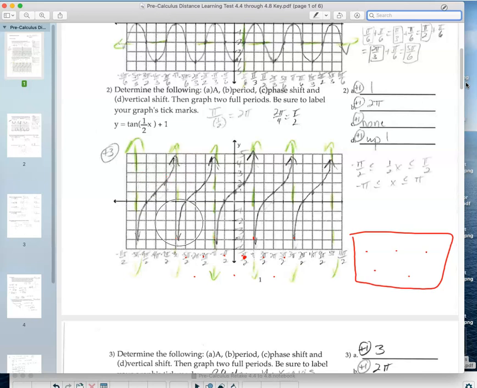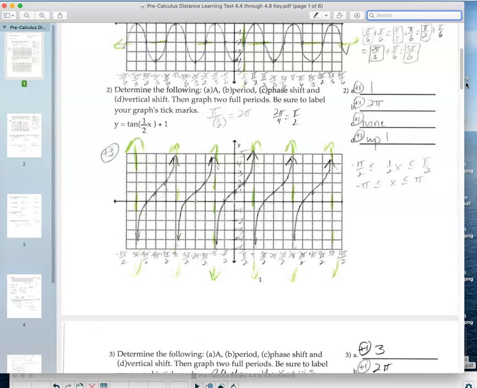So now we move on to 2, which is a tangent graph. And this one doesn't have quite as much going on. But what you have to remember about tangent is that to find the new period for tangent, it's pi over b. So this has you figuring out a, which is 1, since there's nothing in front of it there.